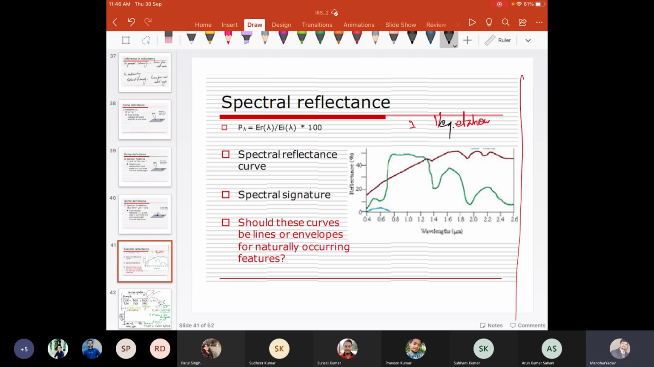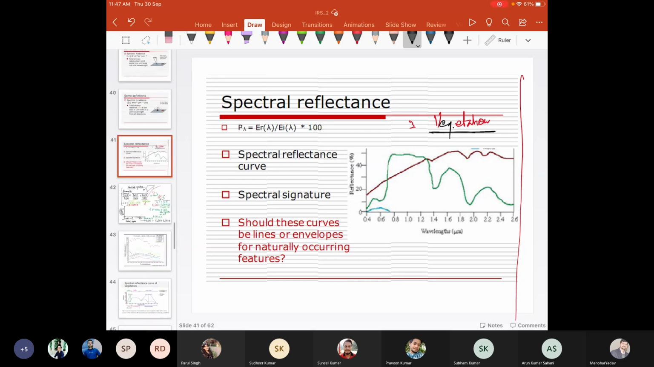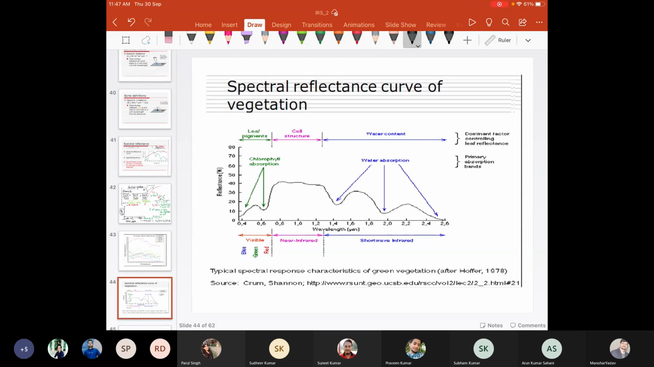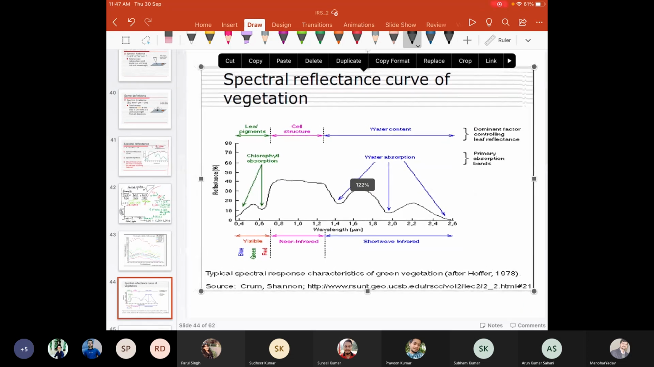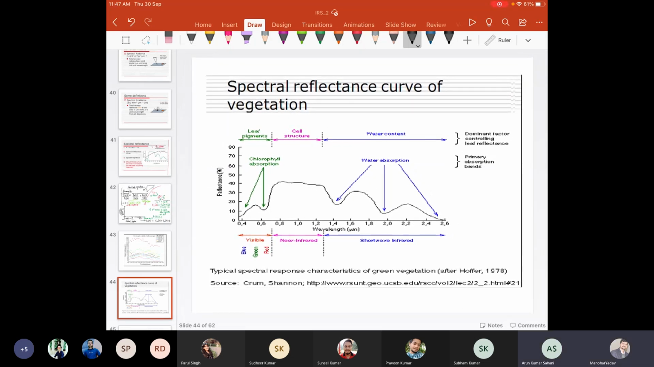So coming back to this discussion where we talk about the spectral signature of many objects which are present on the Earth's surface in majority, I have chosen vegetation over here first. This is the spectral signature of vegetation.